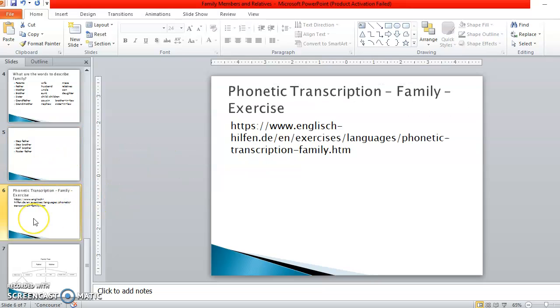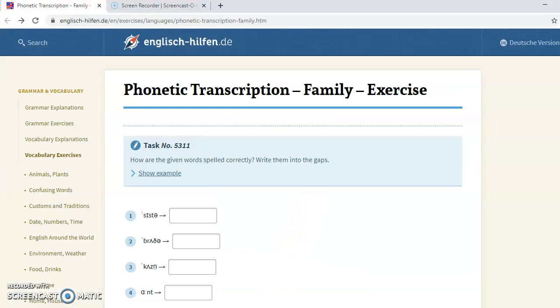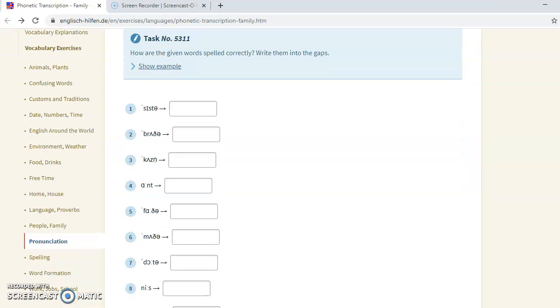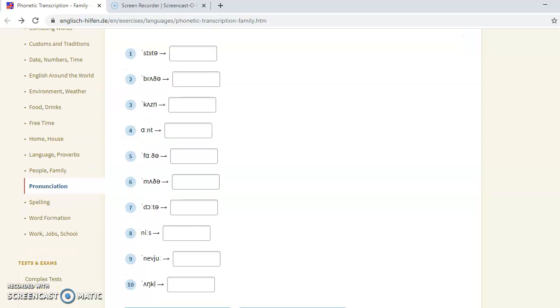Now the next slide is about phonetic transcription, the family exercise. Please visit this website. Just type this website on Google, and it will bring you to this one. This is the website, phonetic transcription family exercise. It's quite easy. What you need to do is type the word here. This is the symbol. This is the phonetic symbol.